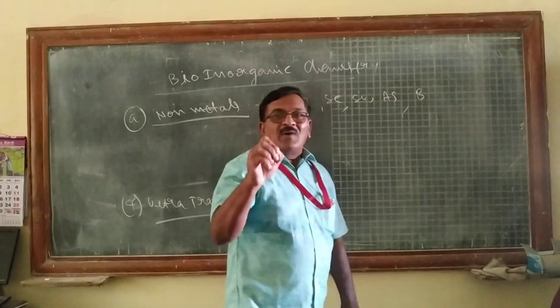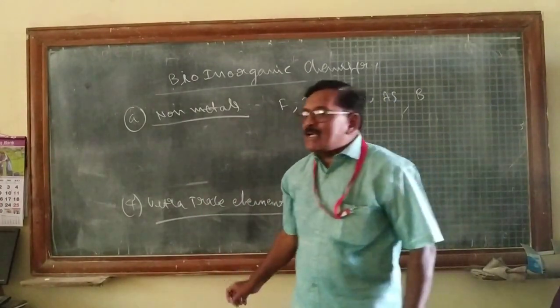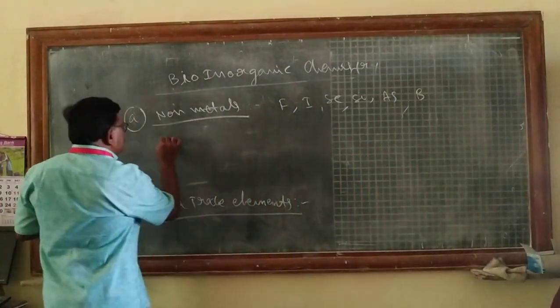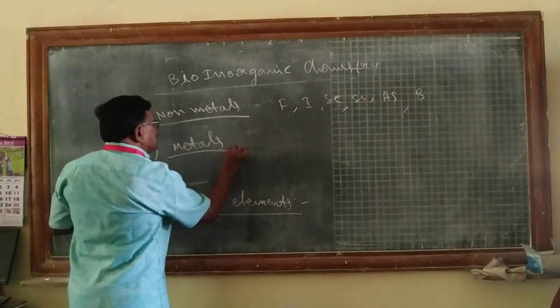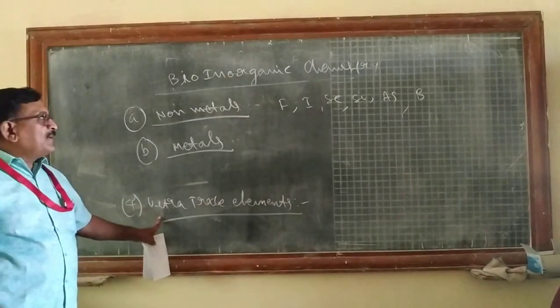They are present in very rare amounts. These elements will be called ultra trace elements. The next one is: what are the metals? The ultra trace metals. So under this, the ultra trace elements are present.